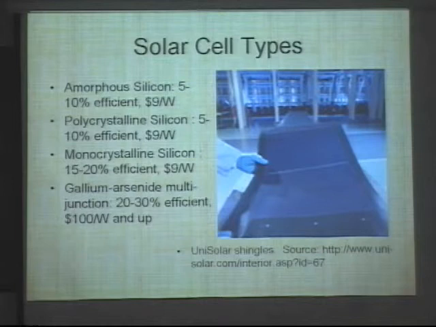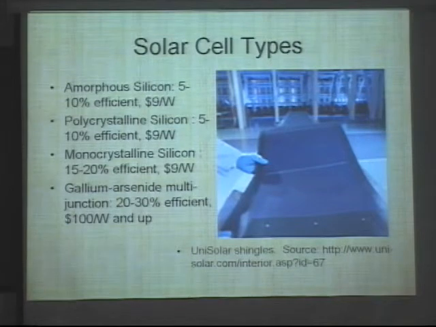Monocrystalline silicon, you grow one single crystal. Think about a huge diamond, except it's silicon. And then you cut it. And that, the best we've got marketing these days is 20% efficient. And any of those, once you buy them and put them on the roof, end up costing about the same amount. Per watt.